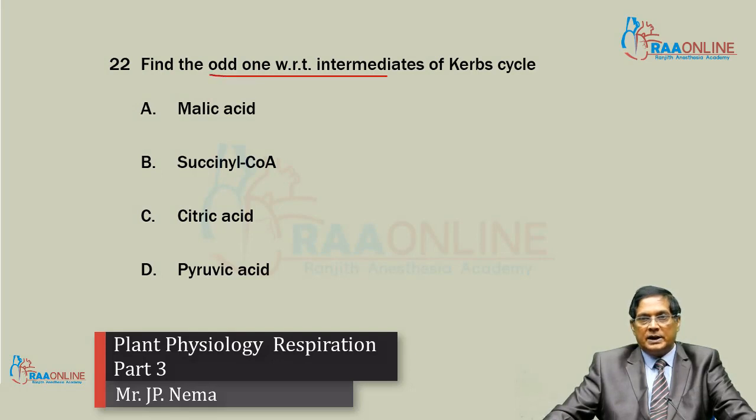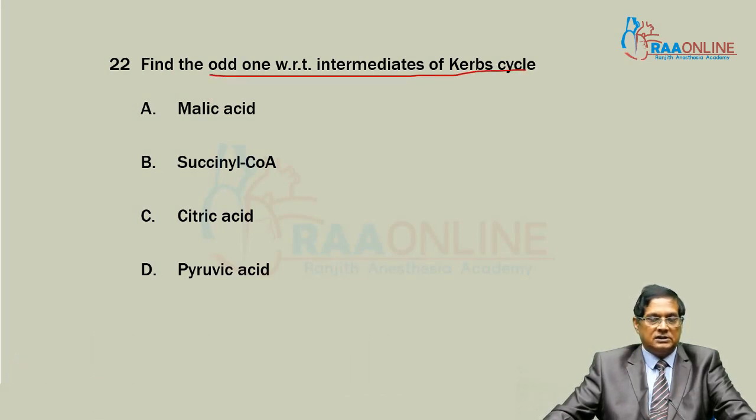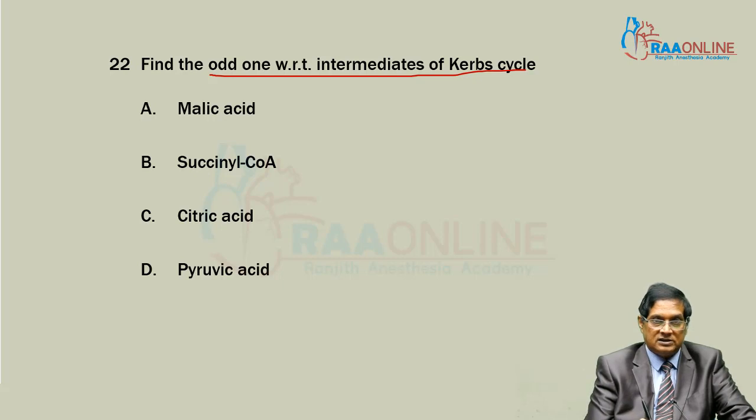Find the odd one out with respect to Krebs cycle intermediates. Yes, if you learn the mnemonic, that is C, I, O, K, S, M, O, X, A. Check it.